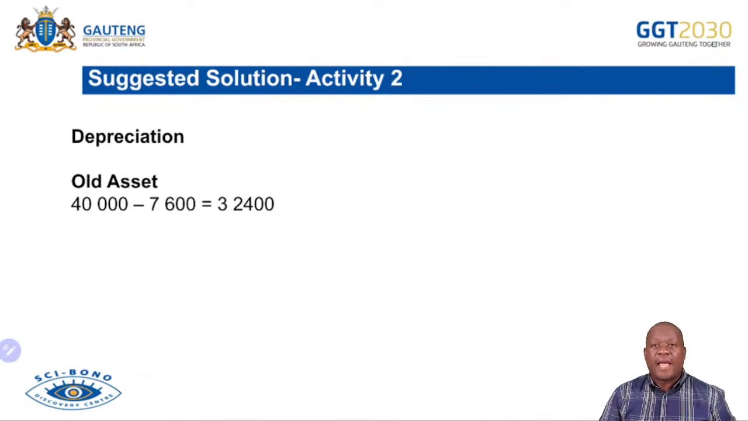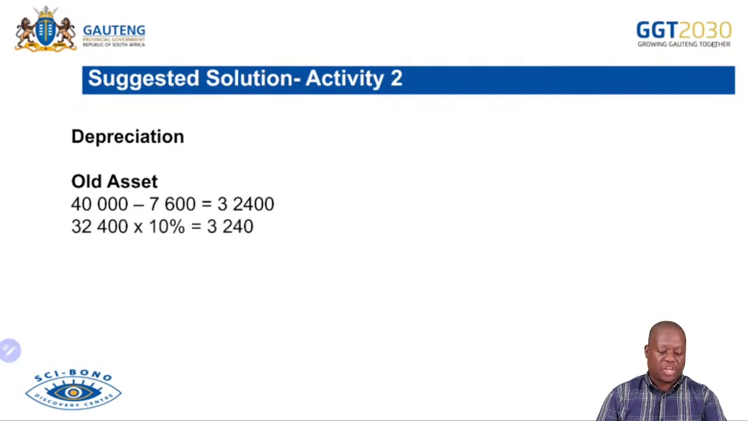32,400. And then now, when having our carrying value, we can now be able to use it to calculate our depreciation. 10% of 32,400 gives us 3,240.